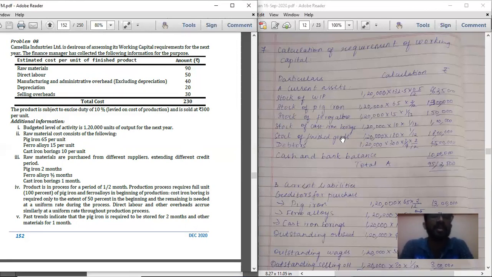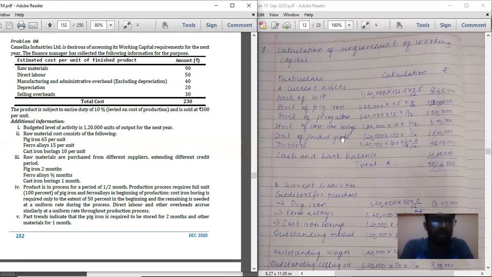Estimated cost per unit of finished product. What are the different costs incurred to produce a product? Raw material 90, direct material 50 rupees, manufacturing administrative overhead excluding depreciation 40, and depreciation is separately given 20, selling overheads 30. So the total cost of producing a unit is 230 rupees, and the product is subject to excise duty of 10% levied on cost of production and is sold at 300 per unit. So the selling price per unit is 300 rupees and total cost is 230 rupees. Apart from that, excise duty of 10%.